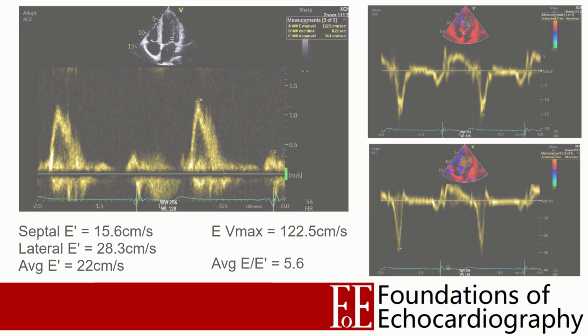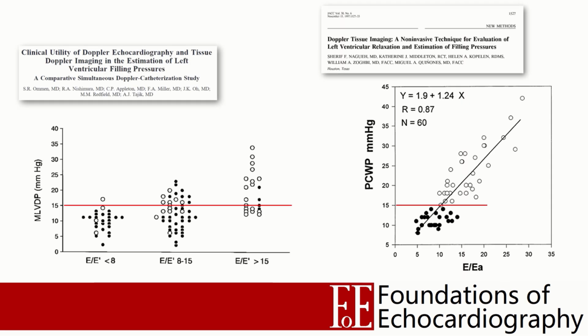Multiple investigators have looked at the relationship between E over E' values obtained with echocardiography and invasive measurements of intracardiac pressure, either LV diastolic pressures with left heart catheters or the pulmonary capillary wedge pressure as a surrogate for left atrial pressure with right heart catheters. Whilst there's no magic formula that allows you to convert an E over E' measurement into a reliable estimate of LA pressure, there is a good correlation amongst many different patient cohorts, and this is an important measurement that feeds into echo guidelines.